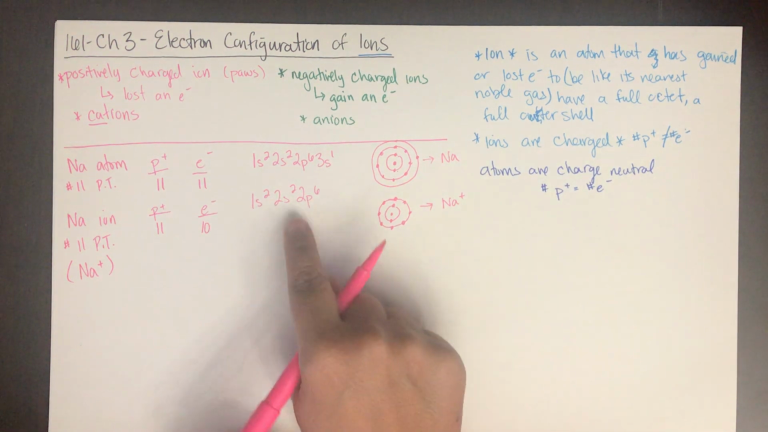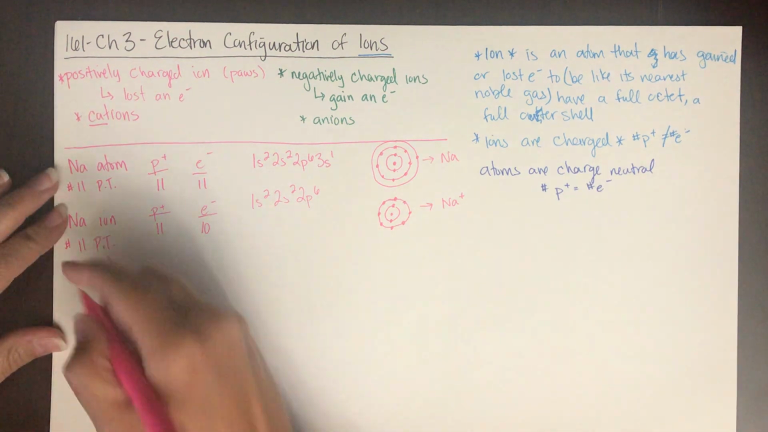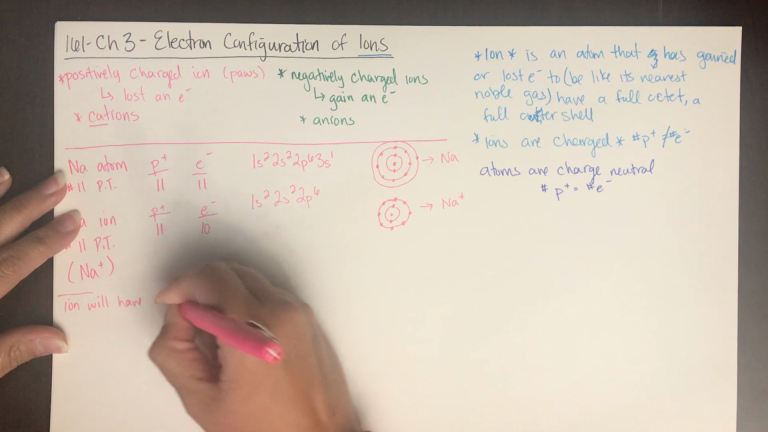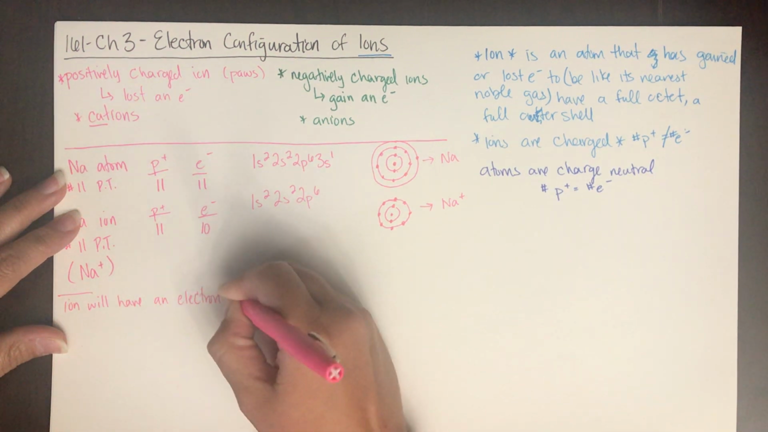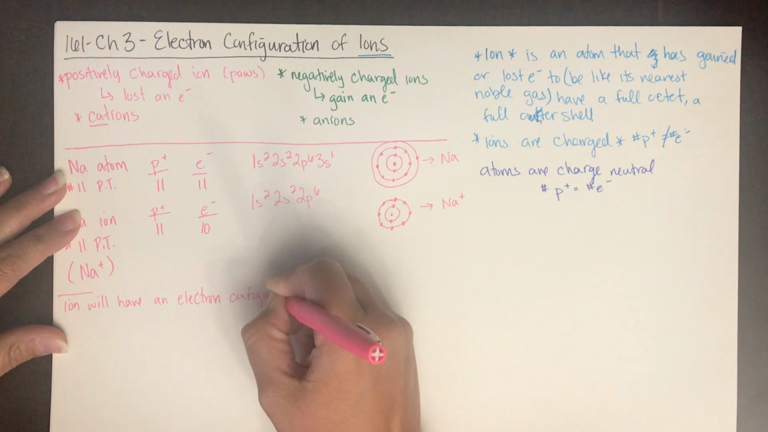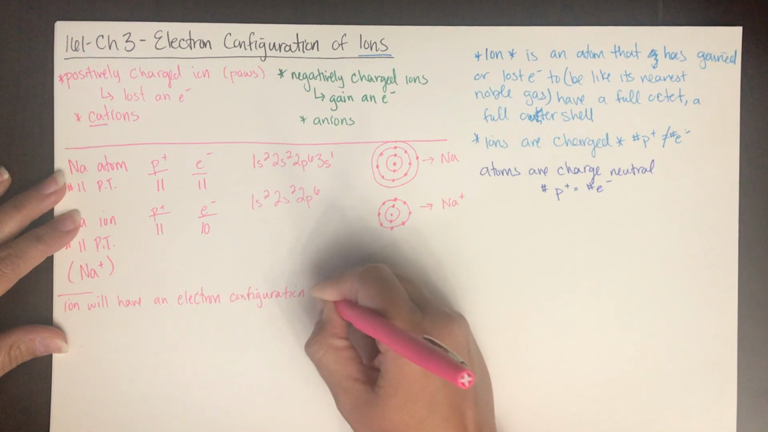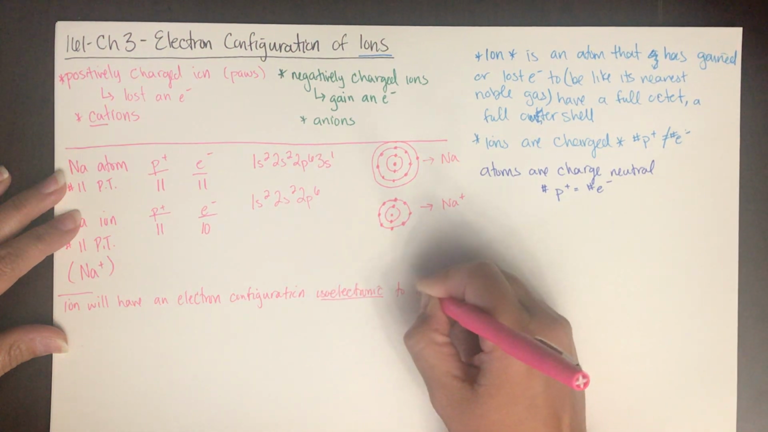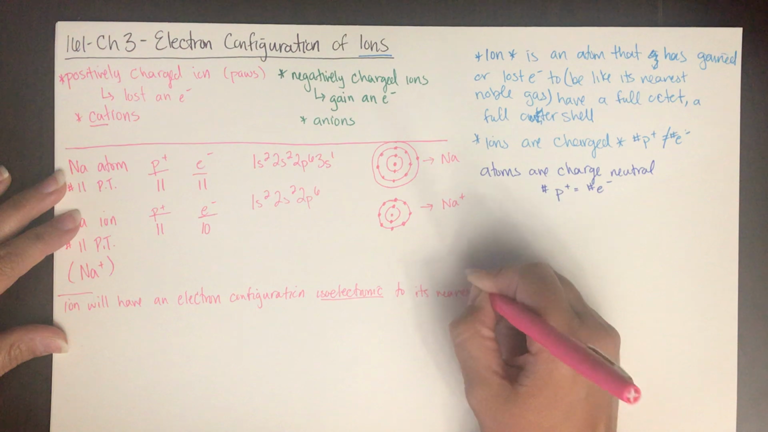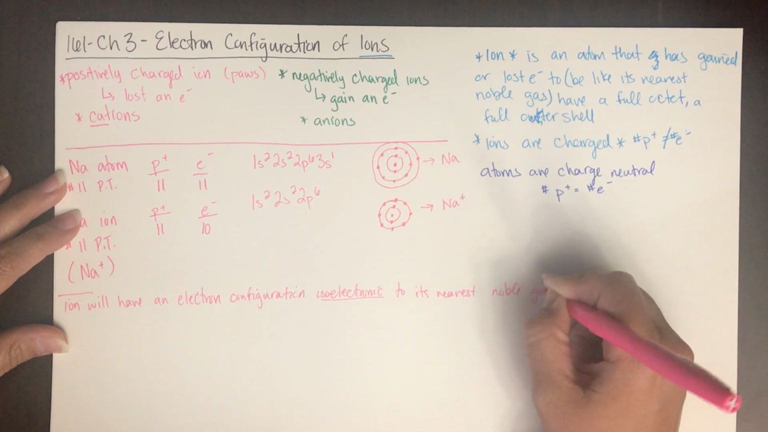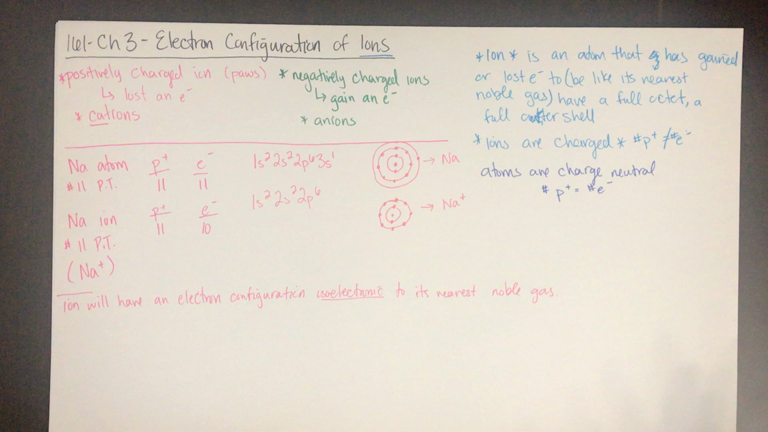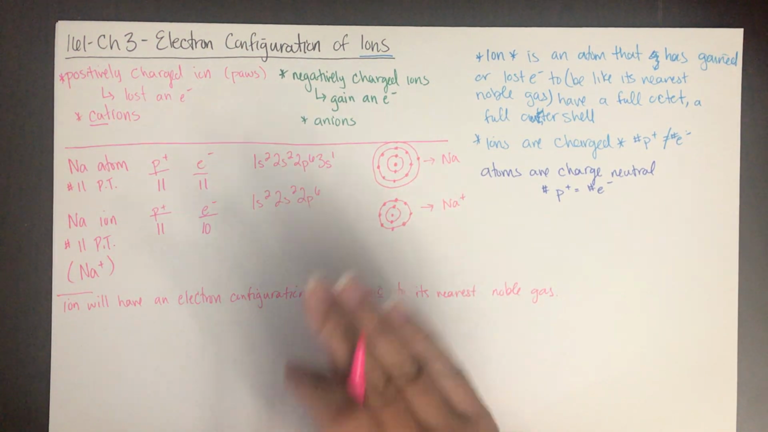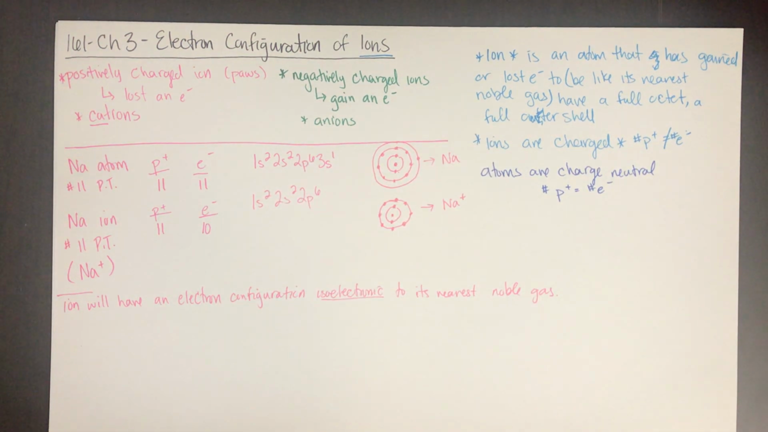So this again is called isoelectronic. So the ion will have an electron configuration that is isoelectronic to its nearest noble gas. So this is kind of a crash course in ions. We're going to talk about ions a lot more in chapter 4 when we talk about ionic bonding, but this is how we deal with ions.